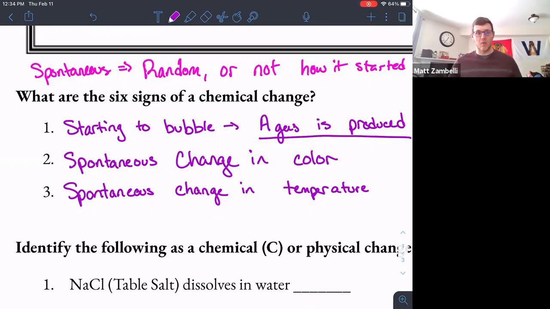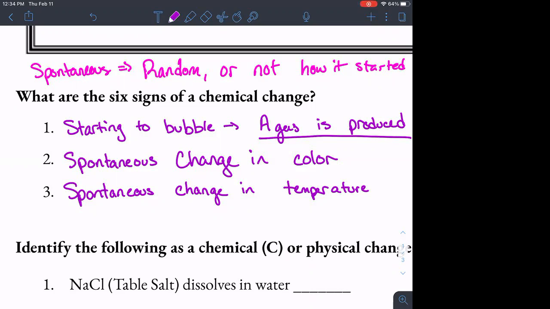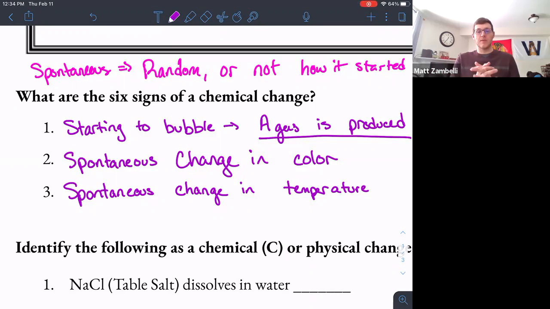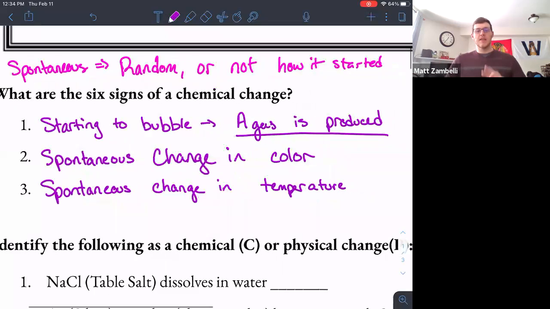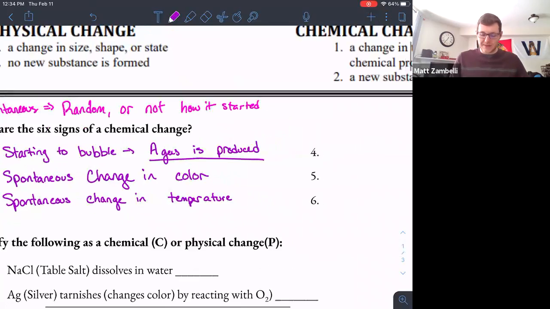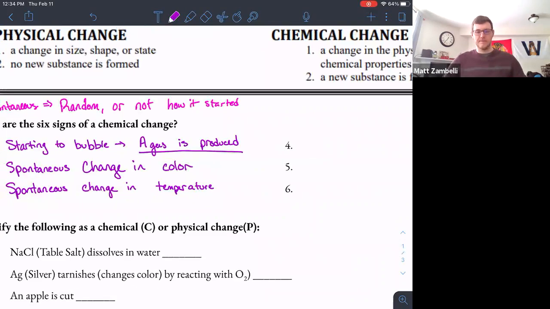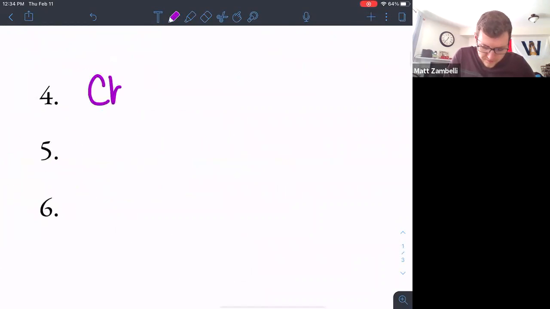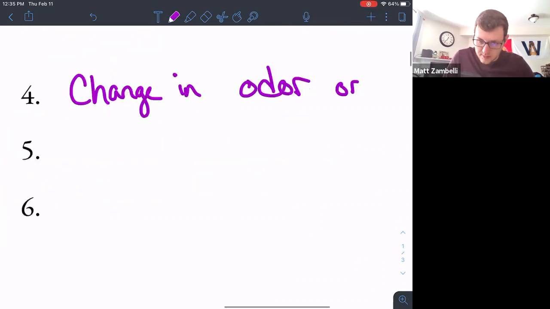Has anybody ever used hand warmers before? Yes. Yeah, so that reaction in there, the hand warmers or even ice packs, both of them are chemical reactions that cause the rapid or random change in temperature. So that's kind of what we're talking about for those. There are 3 more. Does anybody have any idea what those other 3 are going to be? Odor, perfect. So a change in odor or smell.